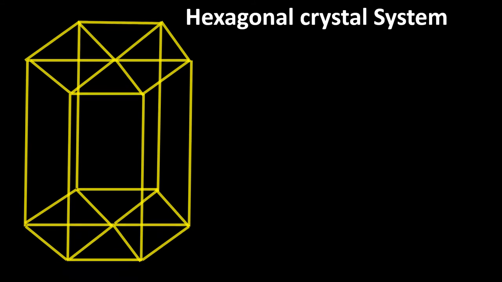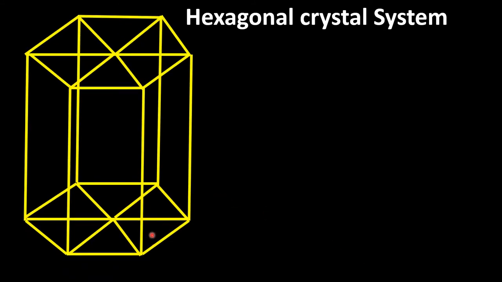Now we discuss the hexagonal crystal system. Here you can see that this is the hexagonal crystal lattice, and it has 6 axes. This one, 2, this 3, 4, 5, and 6. This one is the hexagon on the top and the hexagon at the bottom. So this is the hexagonal structure. The unit cell has 2 hexagons, at the top and at the bottom.